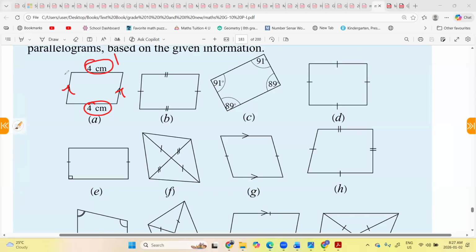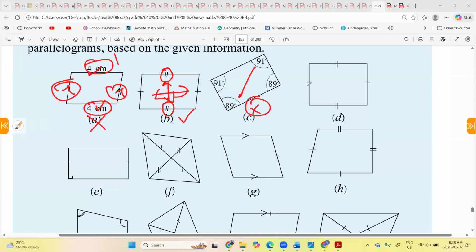The condition is the same pair of parallel lines being equal and parallel. Here, this is different. Here, one pair is equal, another pair is parallel. So that is not a parallelogram. In this one, opposite sides are equal, so there is a parallelogram. Here, students, opposite angles are not equal. So that is not a parallelogram.